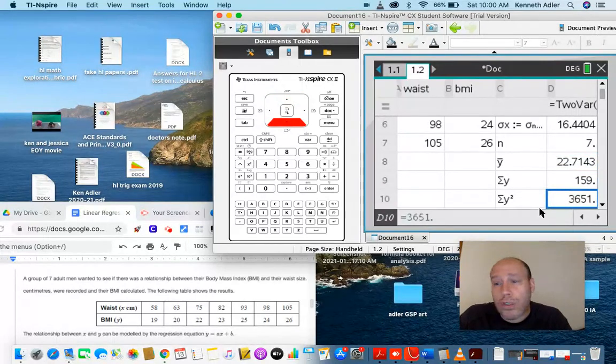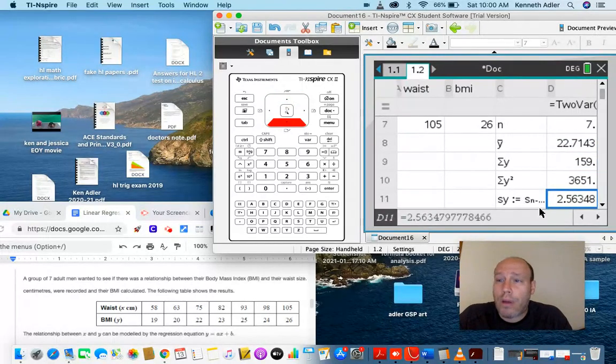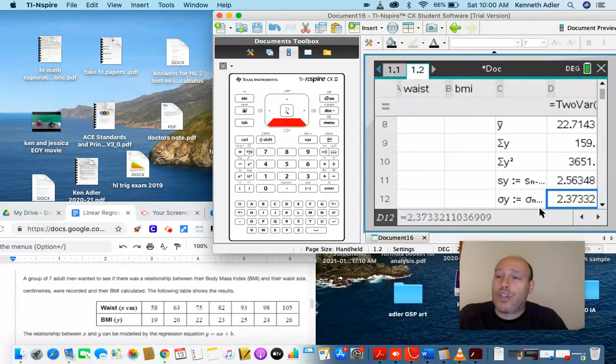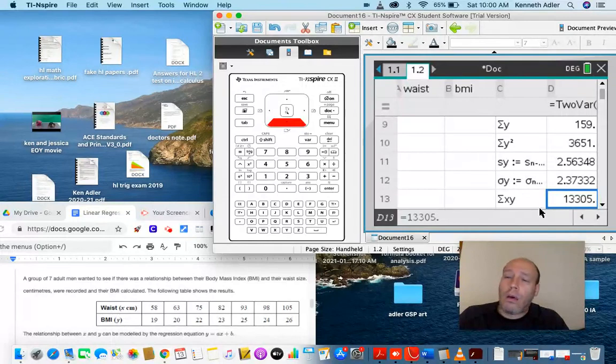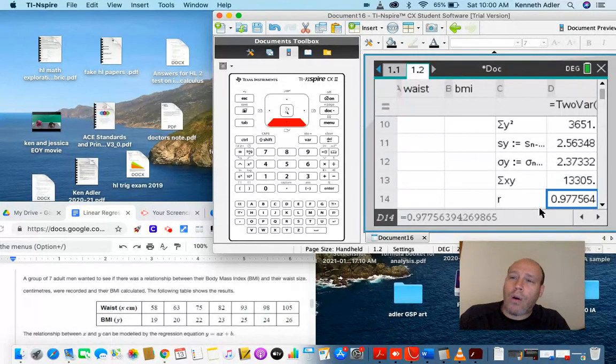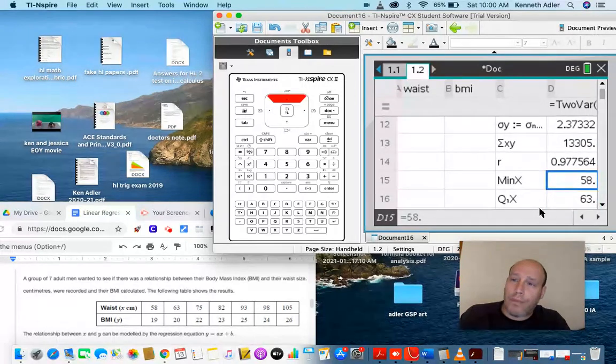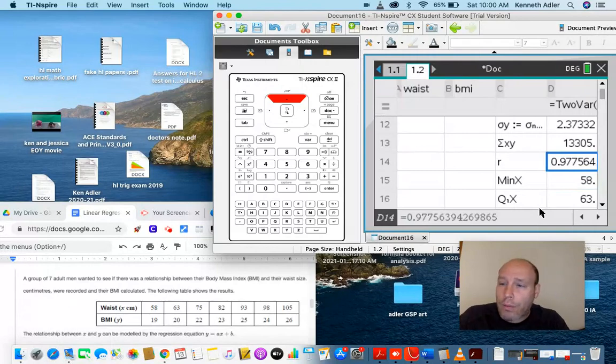The sum of the squares of those values is 3651. The population standard deviation is 2.37. And then these other things. Now, at the bottom here, this is the other piece we're interested in: the R value. We're going to see that in a second. So you're going to write the mean down for both columns and the R value. That's going to be important to us.